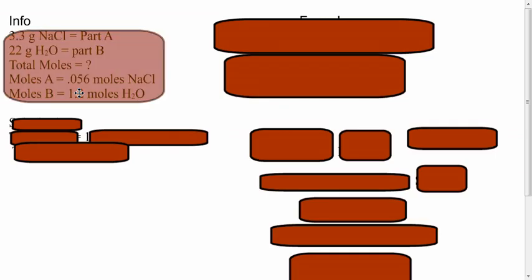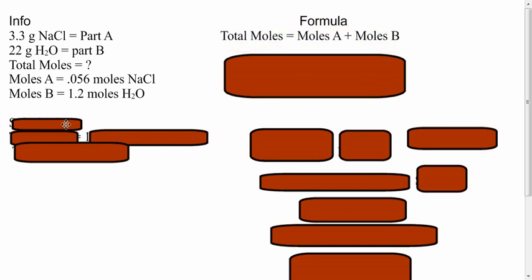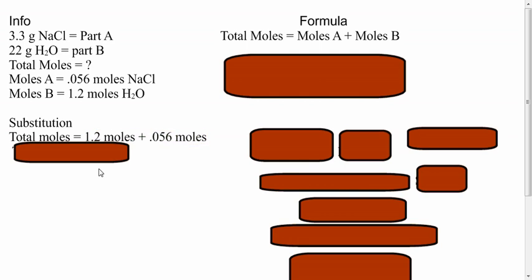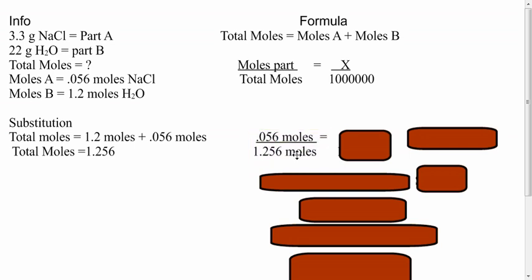Now I know these things. I still don't know my total moles, but now that I've got this formula, I can substitute in. Total moles is 1.2 plus 0.056, so my total moles is 1.256. Now the next thing I want to substitute into is this formula. So I'm going to set for salt, so that's going to be 0.056 over 1.256, and I'm going to set that equal to x over a million.